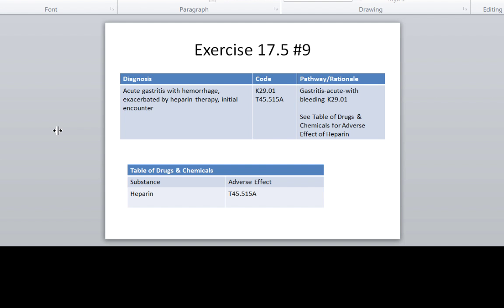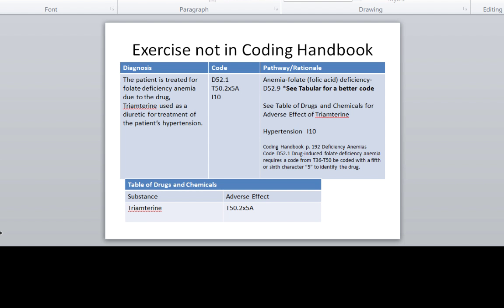So looking at our pathway in the right column, we have gastritis, acute with bleeding, gives us K29.01, and then because the patient is on heparin, we know we have to go to the table of drugs and chemicals and look up the adverse effect code for heparin, and that gives us the T45.515A.